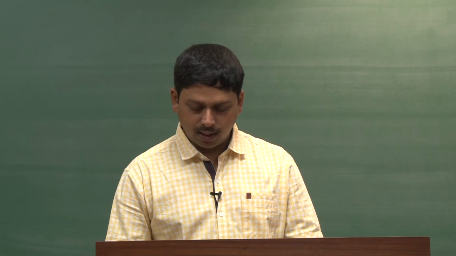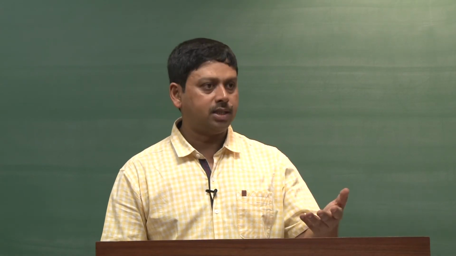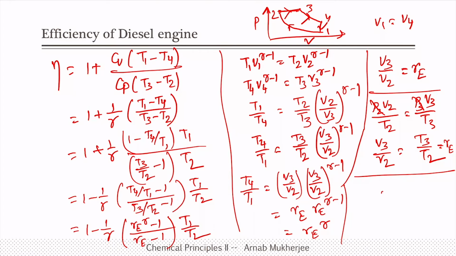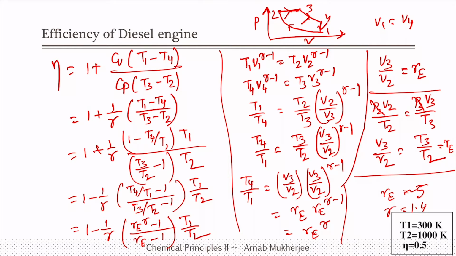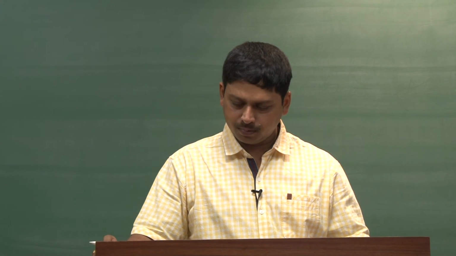Now, one can have a calculation. Typically the expansion ratio Re typical values will be 5, gamma typical value will be like say 1.4, and you are going to get an efficiency of around 0.5. Ideal efficiency is also almost like 0.3, 0.4, similar to a gasoline engine, although we know that diesel engines are a little bit more efficient than gasoline engines, right.